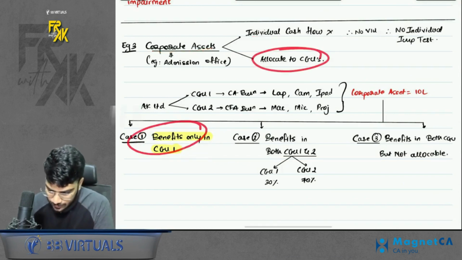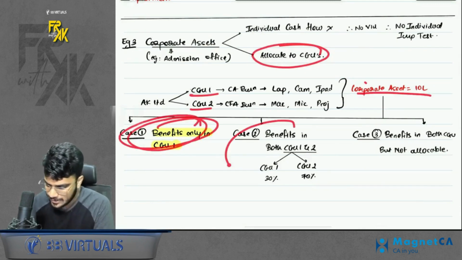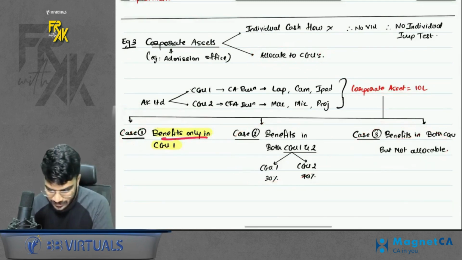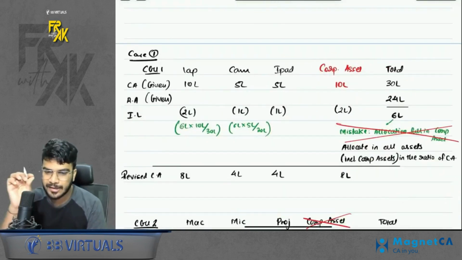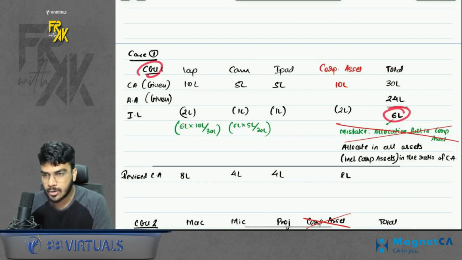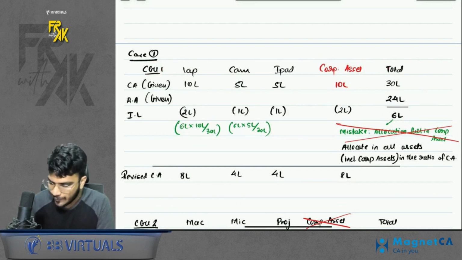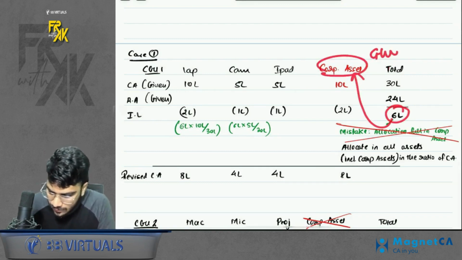So now let's say again I have 2 CGUs and I have a corporate asset. Again 3 cases just like goodwill, right? Case 1, it benefits only in CGU1. So if it benefits in CGU1, allocate it to CGU1. Now the differential part here is, if you are allocating to CGU1 and you get a loss, don't do the mistake of allocating the full loss first to corporate asset. This is not goodwill. That we follow only for goodwill.